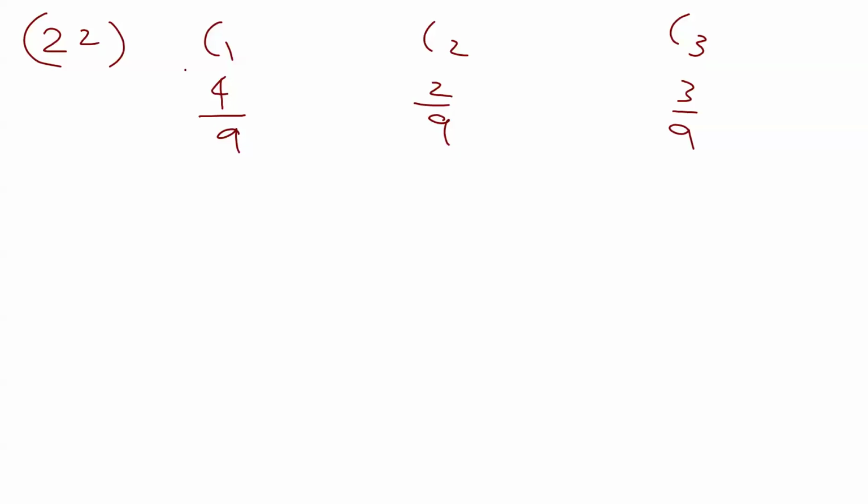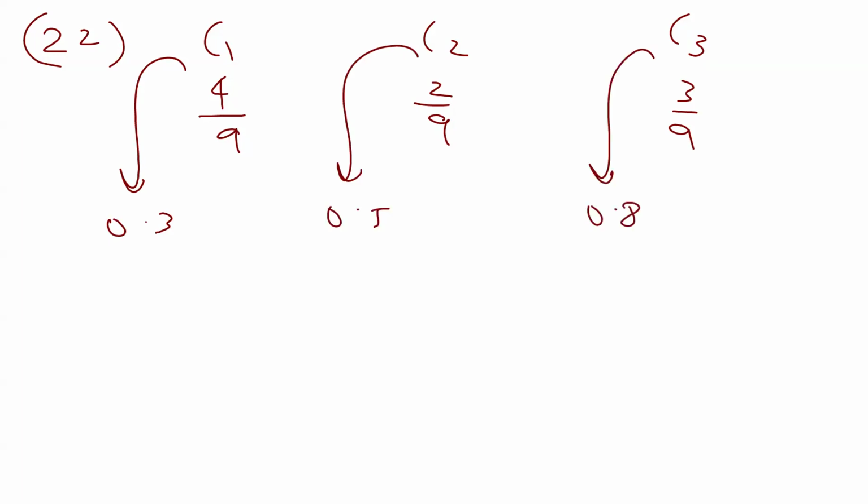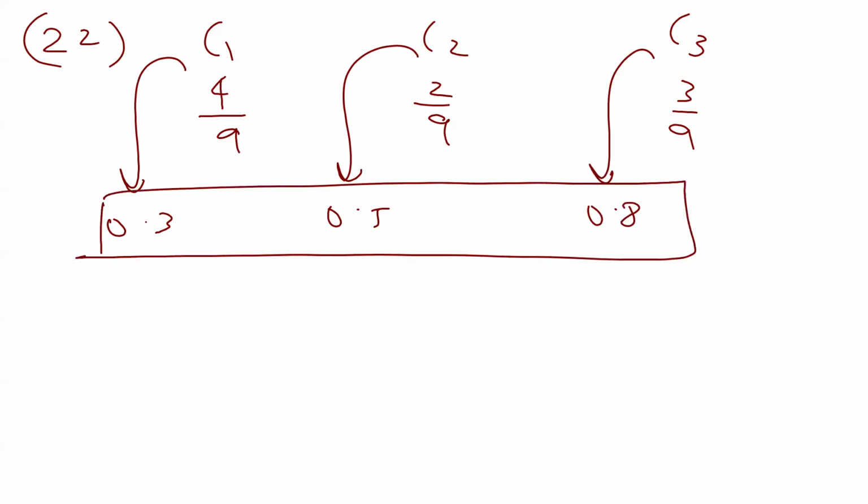C1 introducing co-education probability is 0.3, that is a 30% chance. This is 0.5 and this is 0.8. So this particular part is that they will respectively encourage co-education.